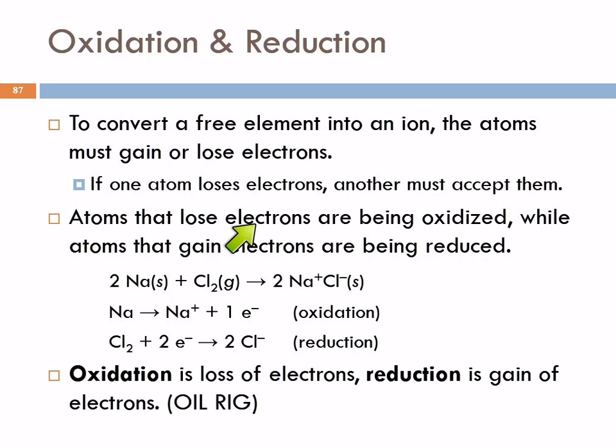We say that atoms that lose electrons are being oxidized. Atoms that gain electrons are being reduced. So the little, it's not even really a phrase, OIL RIG helps us to remember. Oxidation is loss of electrons. Reduction is gain of electrons. Oxidation Is Loss, Reduction Is Gain: OIL RIG.